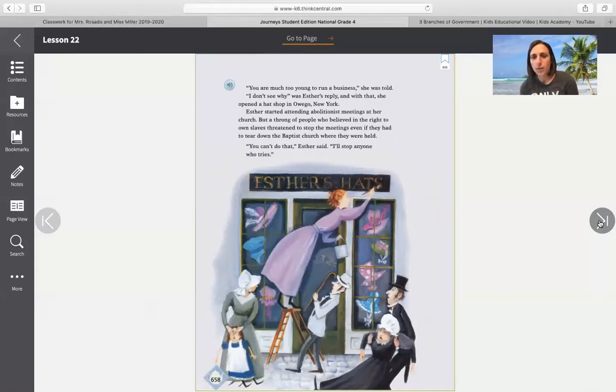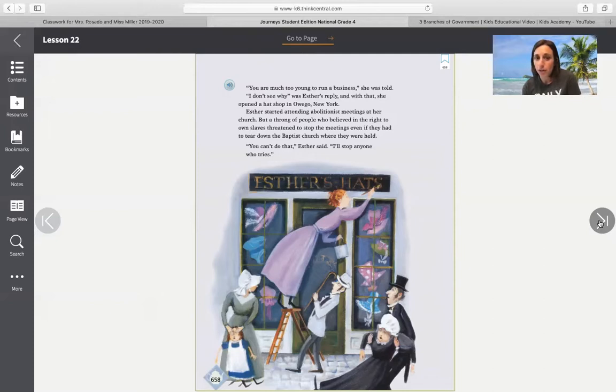So I always want to stop as I'm reading, and check for understanding. So right now we're going to take a little pause and think about all the things we're learning. At this point, Esther is grown up. She's 19 years old. She wants to open her own business, a millinery shop, which means a hat shop, and you can see that in the illustrations. She's also attending abolitionist meetings at her church.